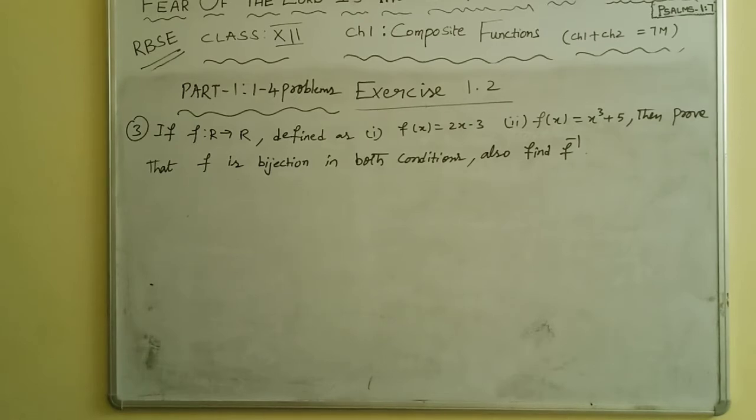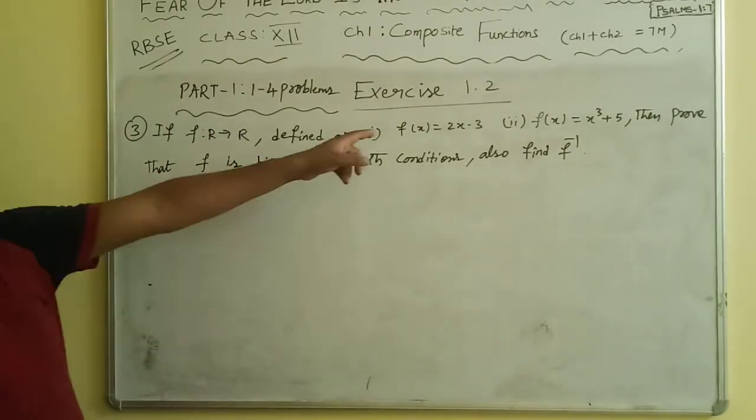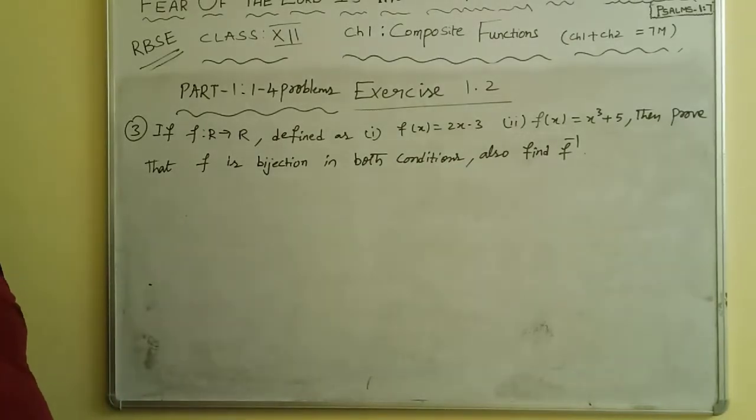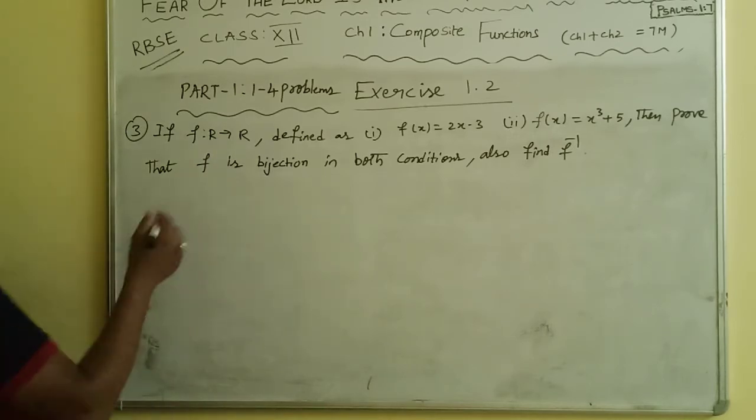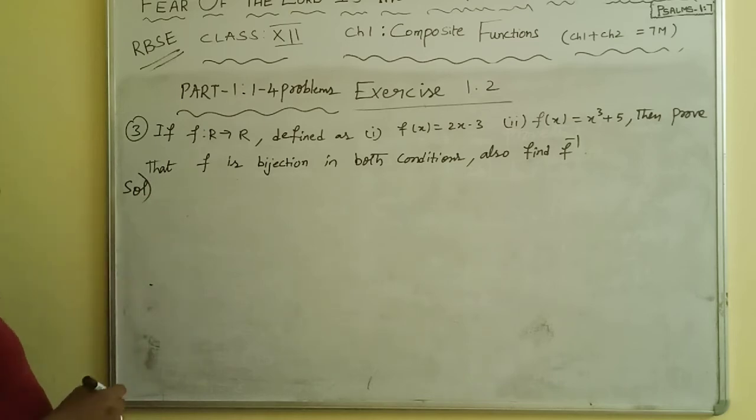Alright, let's move on to the next question. If f maps R to R is defined as f of x is equal to 2x minus 3, f of x is equal to x cube plus 5, then prove that f is bijection in both conditions and also find f inverse. So let me try to solve all these problems, same as the second problem method.